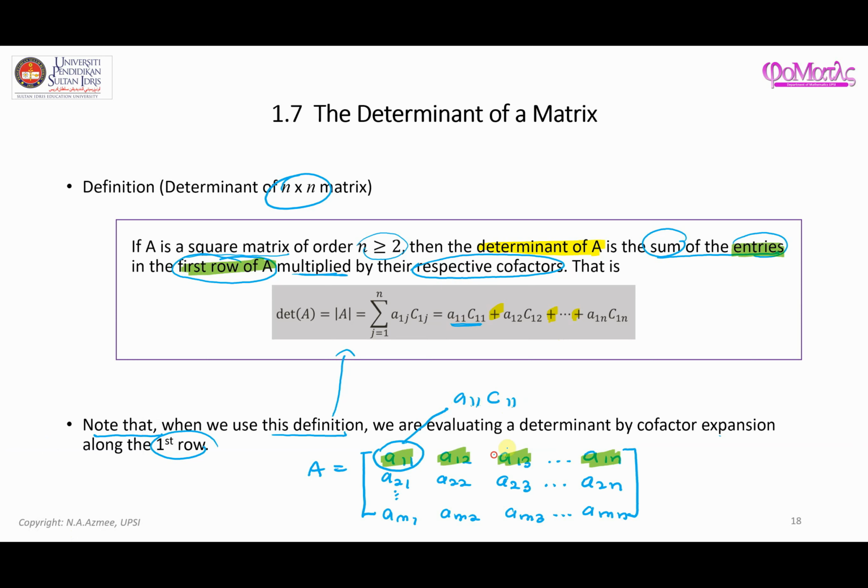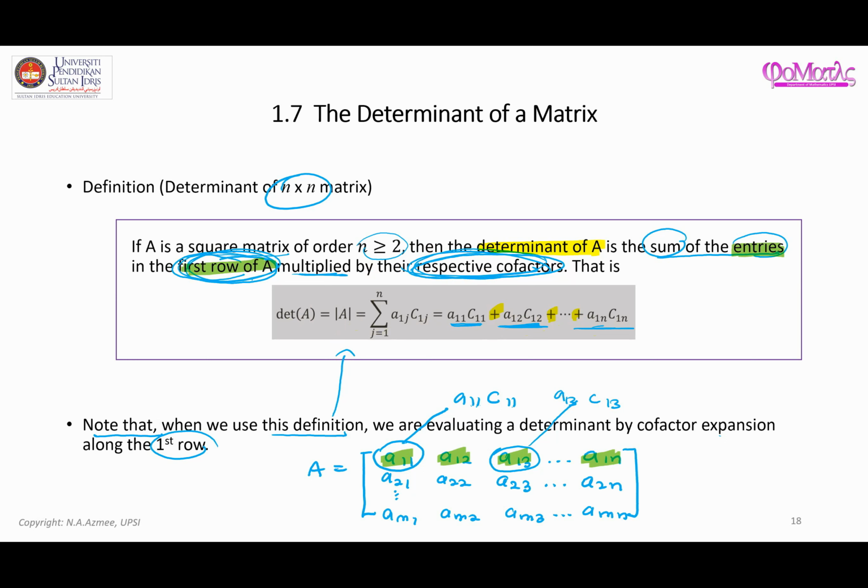Okay, if you have A13, that means its respective cofactor is C13. So the first row of A will be multiplied by the respective cofactors. So C13 will be multiplied with A13, which is somewhere here. Okay, so this is the process here, and this is what the formula means.